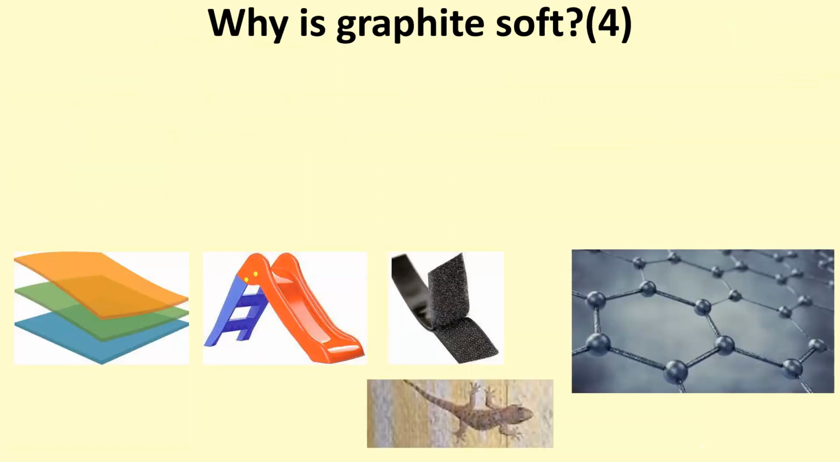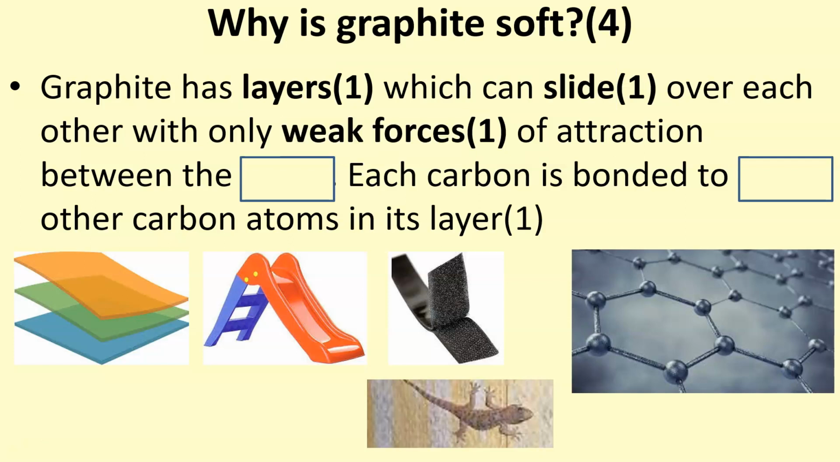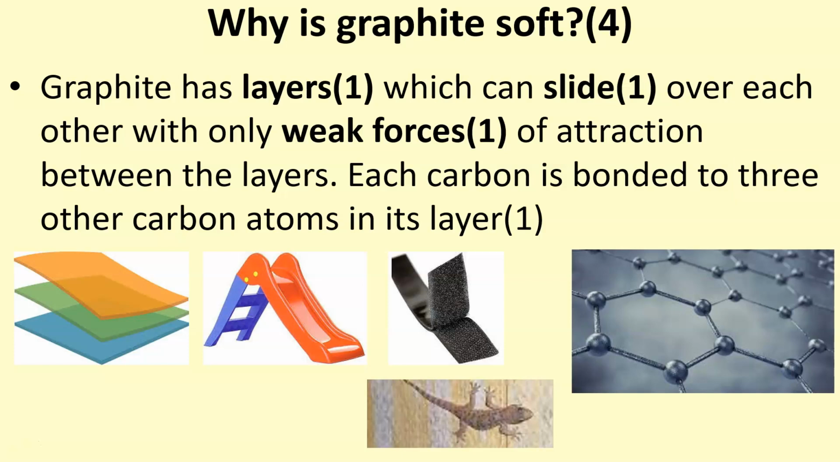Why is graphite soft? The following images should hopefully help. Pause the video, see if you can answer the question. So graphite has layers which can slide over each other with only weak forces of attraction between the layers. Obviously, if it was forming 4 bonds like in diamond, the layers wouldn't be able to slide over each other. And this is because each carbon is only bonded to 3 other carbon atoms in its layer.